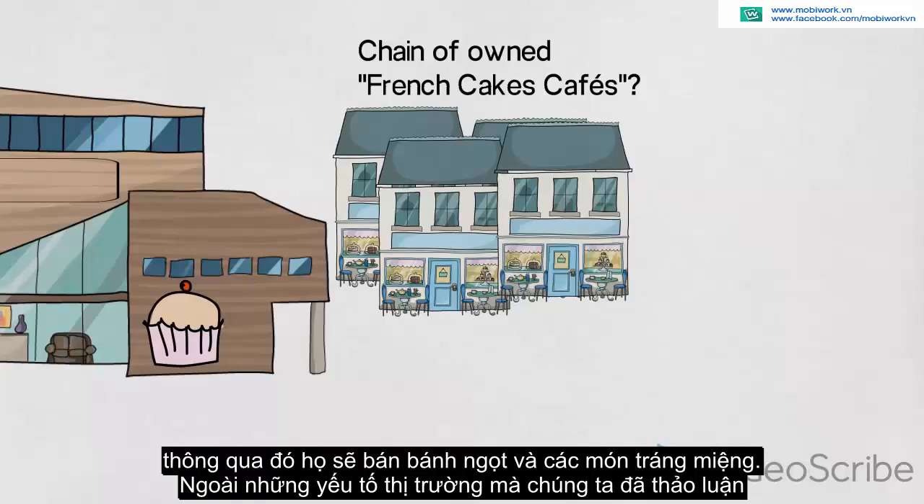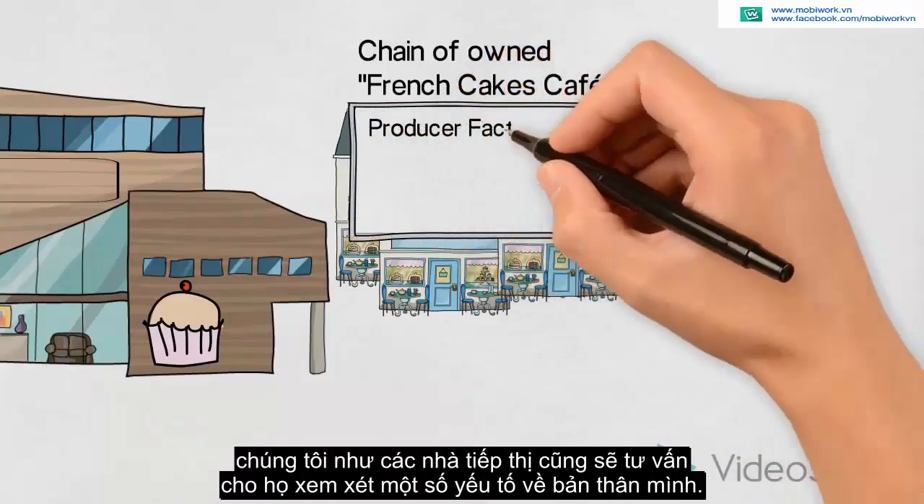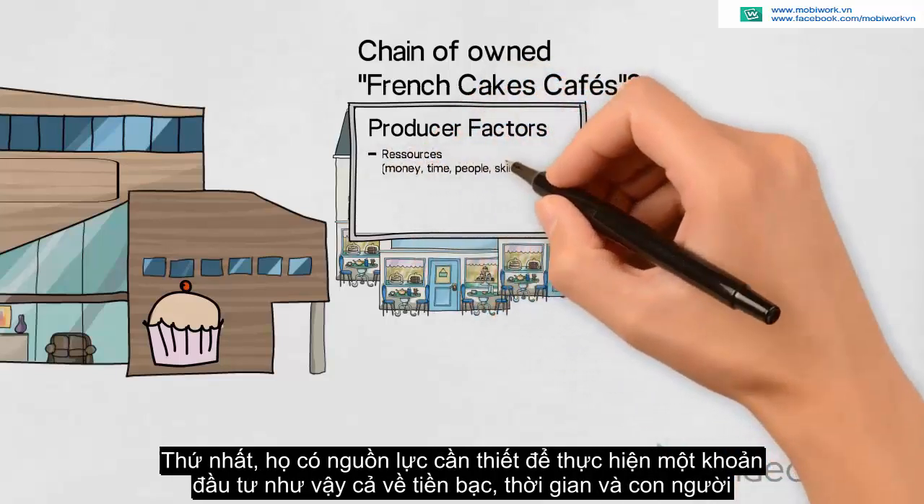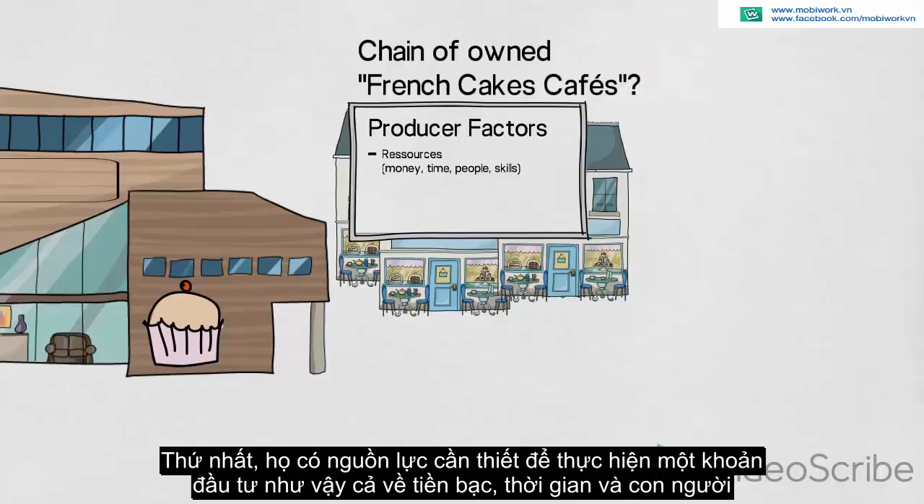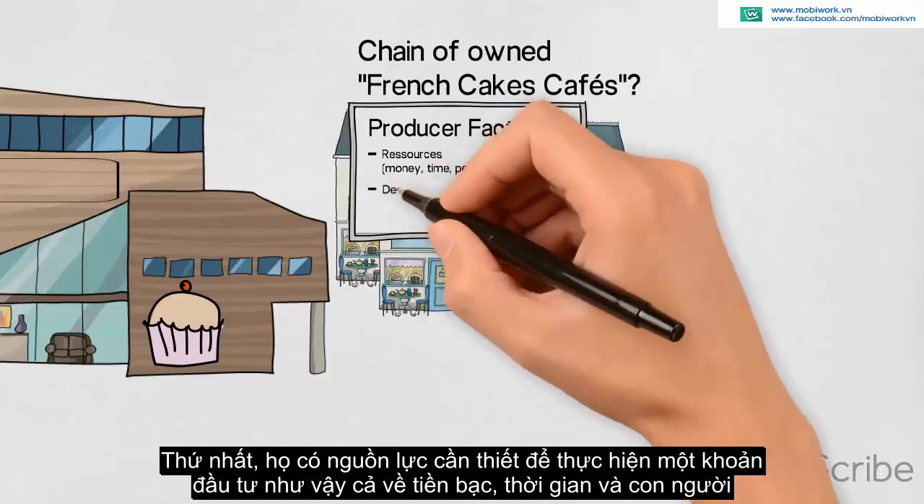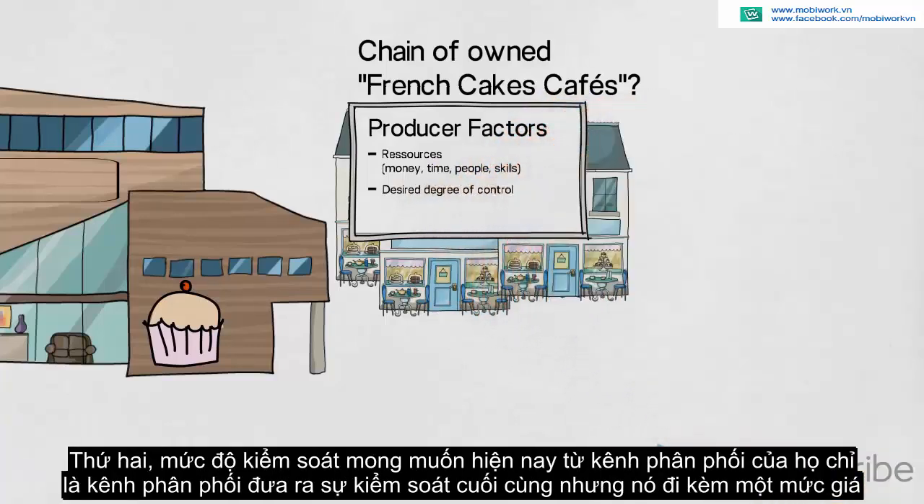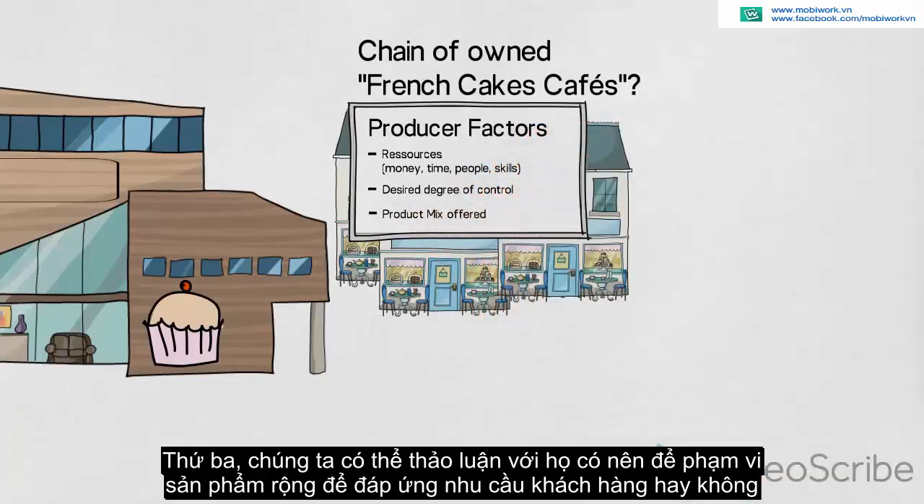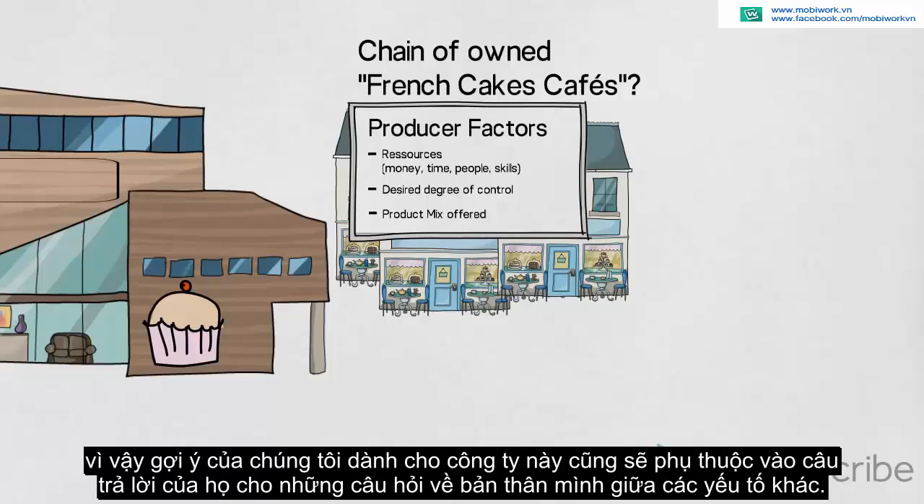In addition to the market factors which we have already discussed, we as marketers would also advise them to consider some factors about themselves. Firstly, do they have the required resources to undertake such an investment, regarding both time, money, and people? Secondly, what level of control do they desire from their distribution channel? Owning the distribution channel gives ultimate control, but it comes at a price. Thirdly, we might discuss with them whether their product range is wide enough to meet customers' needs. So, our recommendations for this company would, amongst other factors, also depend on their answers to these questions about themselves.